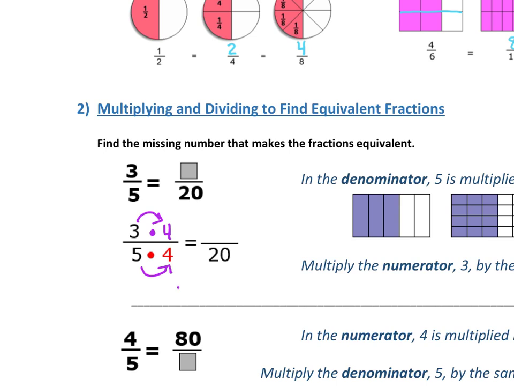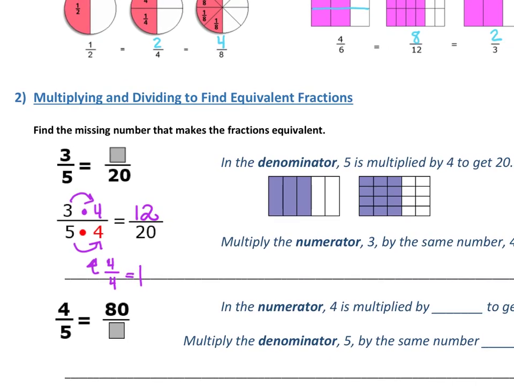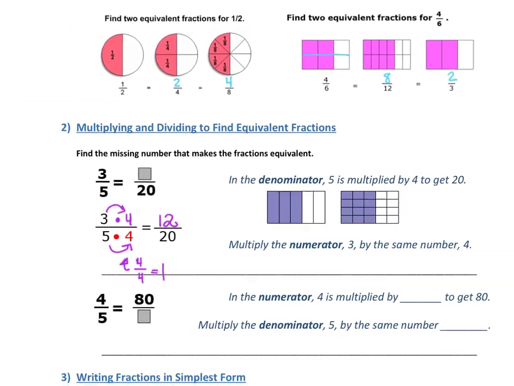And you'll notice if you look at that fraction that I'm multiplying by, that 4/4 right up there, that's the same as multiplying by 1. If I multiply a number by 1, I get the same value. So in fractions, it's going to look like different numbers in my numerator and denominator, but because I'm multiplying by 1, it'll be equal. So 5 times 4 gave me 20, 3 times 4 will give me 12. So 12/20ths is equivalent to 3/5.